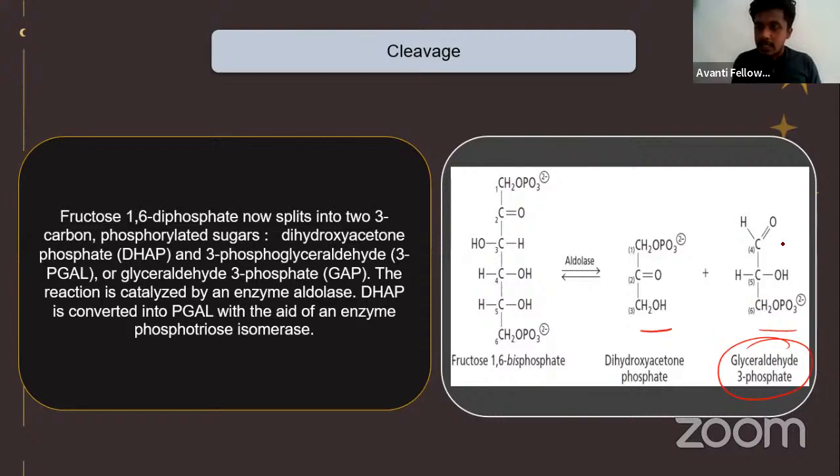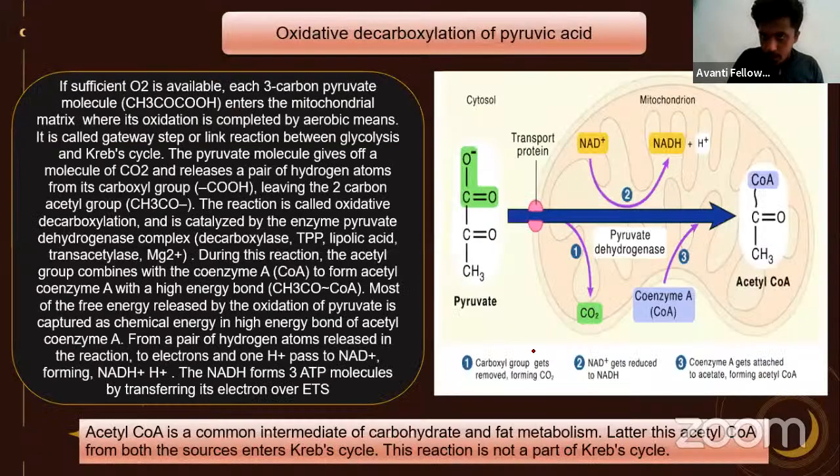So 2 molecules of glyceraldehyde 3-phosphate are released, because each glyceraldehyde 3-phosphate contains 3 carbon atoms. Each fructose 1,6 bisphosphate contains 6 carbon atoms, so when you break the 6 carbon compound into 2 halves, it gives rise to 2 molecules of glyceraldehyde 3-phosphate. Got it, people? This is very, very important. Now, whatever glyceraldehyde 3-phosphate we have, again, now what happens here, you can see.